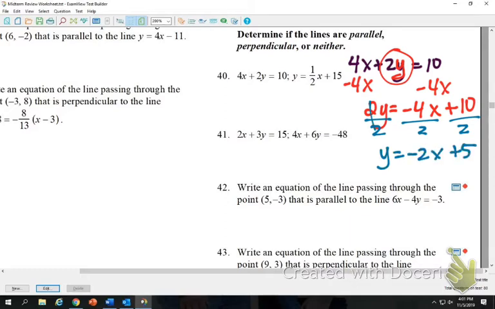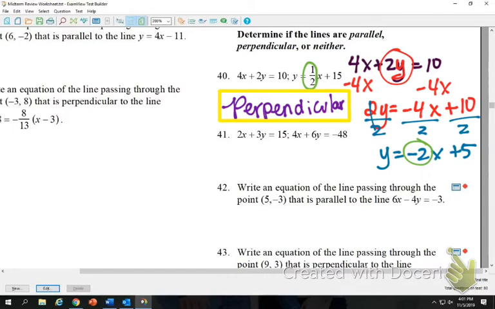From here we compare our slopes. The second equation was already written in y equals mx plus b. So if they're parallel, they'd be the same. They're not the same. If they're perpendicular, they're the opposite sign and flipped. So that is true here. So these are perpendicular. That's your answer. Again, they need to show work. It's a minus 7 if they didn't show any work.